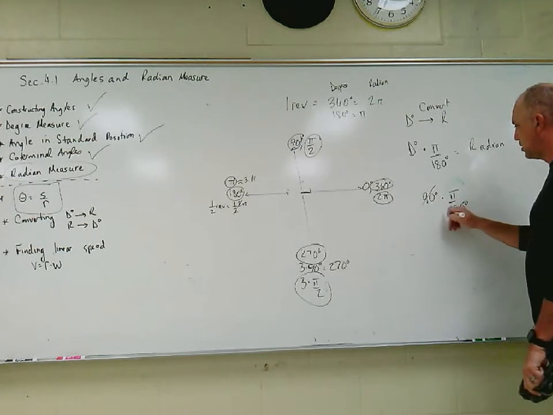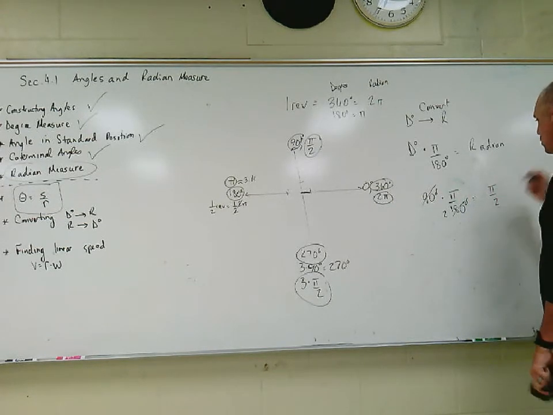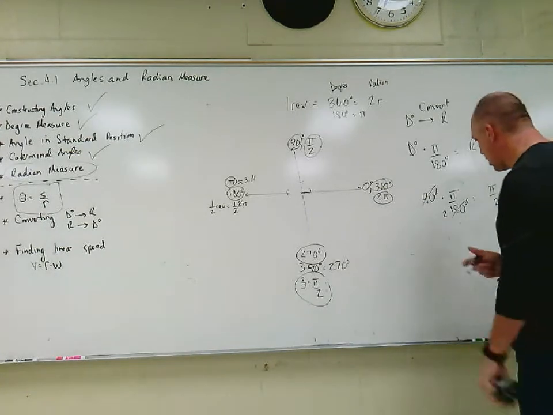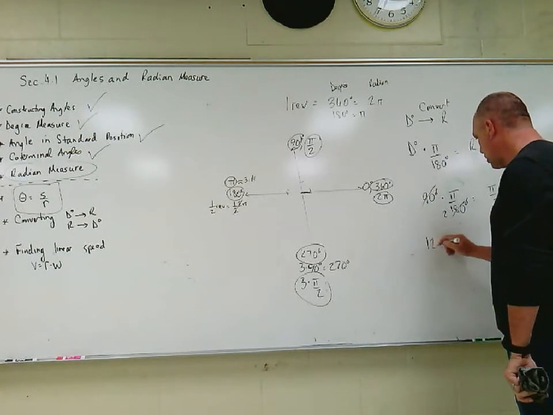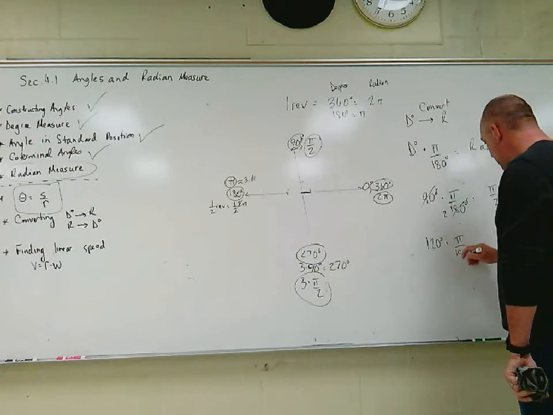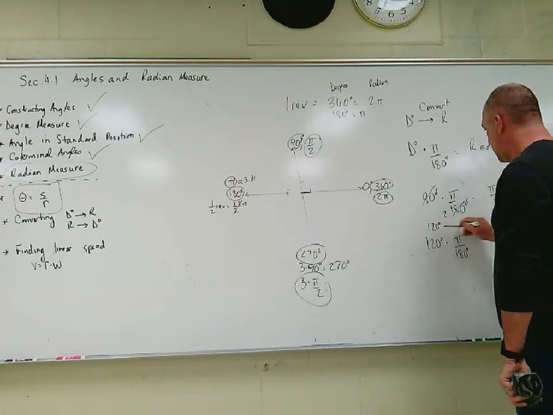90 goes into 180 twice, your degree units will cancel, you're left with pi over 2. So therefore, I've taken the degree measure and converted it to radians. Let's take one that maybe you're not as familiar with, say 120 degrees. We're going to multiply by pi over 180. We're going to convert 120 into radians.